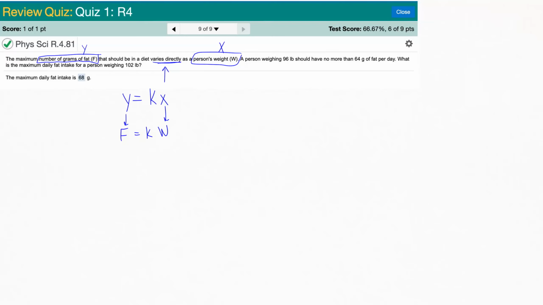So these are always a two-step process. Step one, whenever you're doing one of these, like we talked about real quick at the beginning, is find the k value. So we need to go find that constant, find that k value. So what we'll do is use the first bit of information that they give us to plug into our f equals k times w setup. So a person weighing 96 pounds, that's our w going on right there.